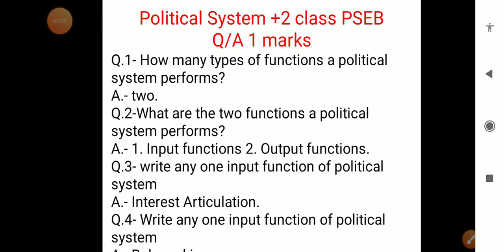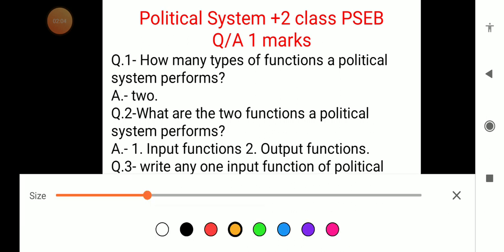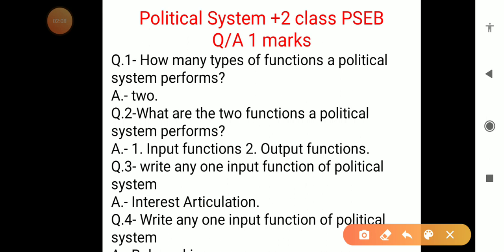So let's begin with the first question. First question is, how many types of functions a political system performs? So for that, answer is 2 types: input functions and output functions. You know that. And what are the 2 functions a political system performs? So we know that 2 functions, that is input and output functions.